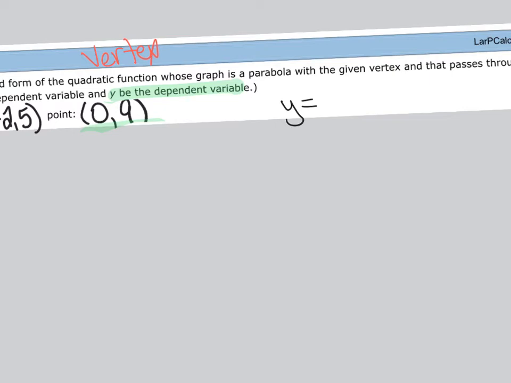That's all that means. Okay, now, our form that we're going to deal with is y equals a times x minus h squared plus k.